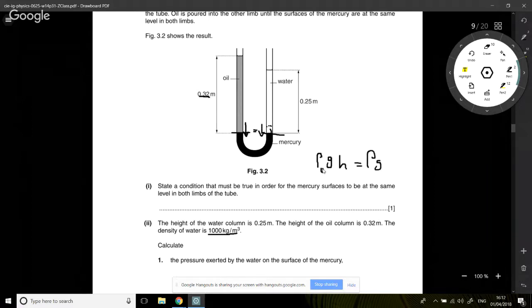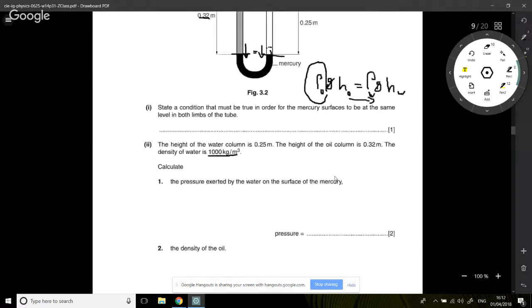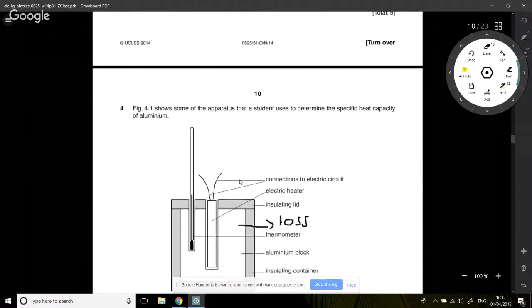and let's say it's oil, and this is water, and this height is for the water. We can cancel out the g's, then rearrange this, and we can get the density of the oil, and stick this on that side. All right, quite straightforward.